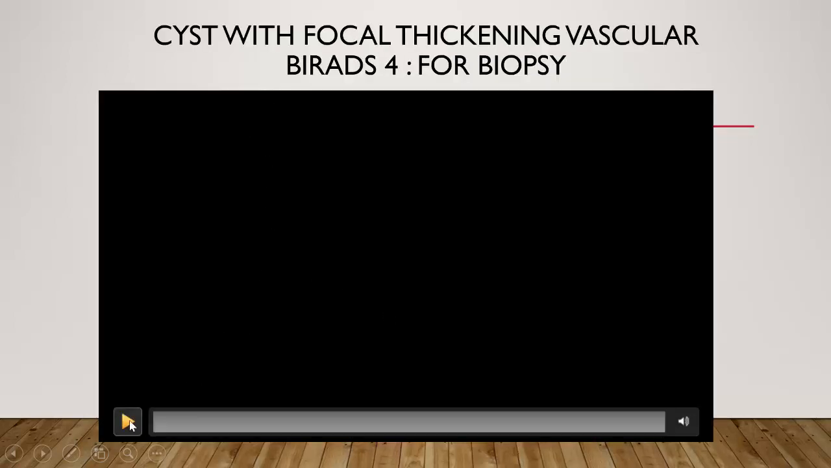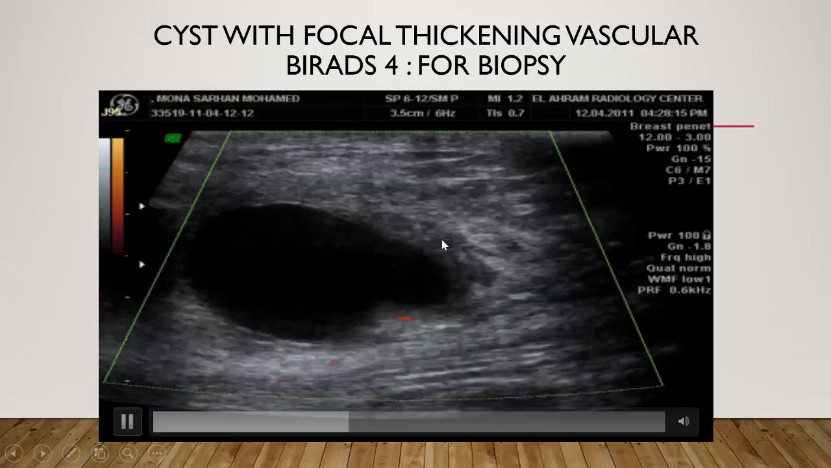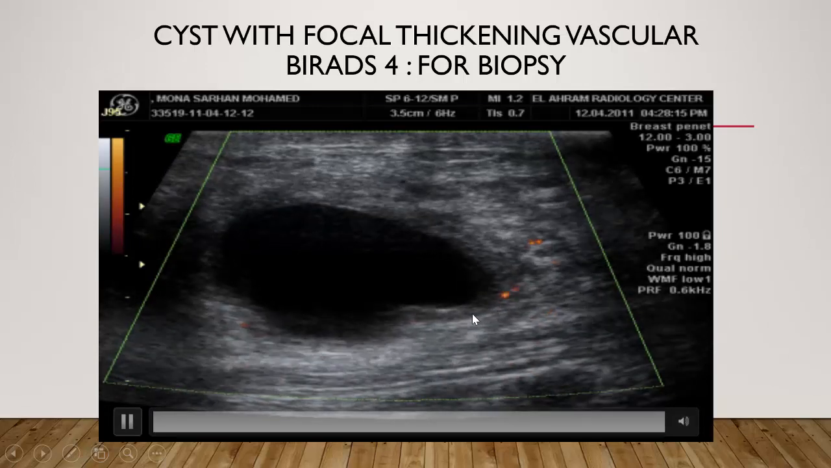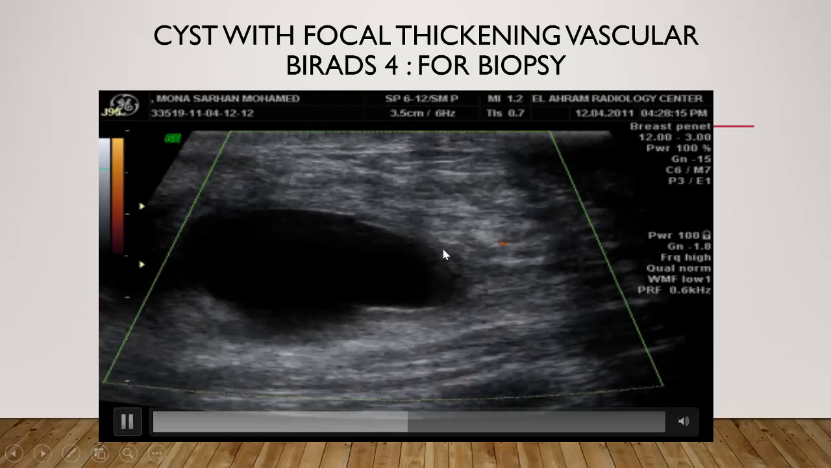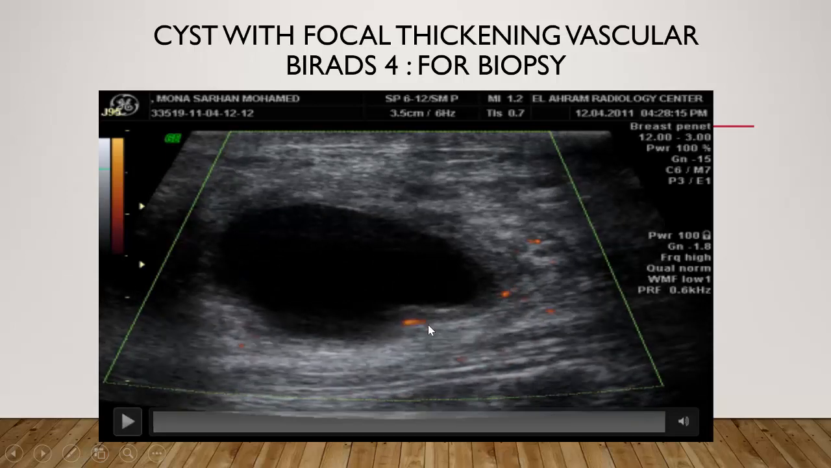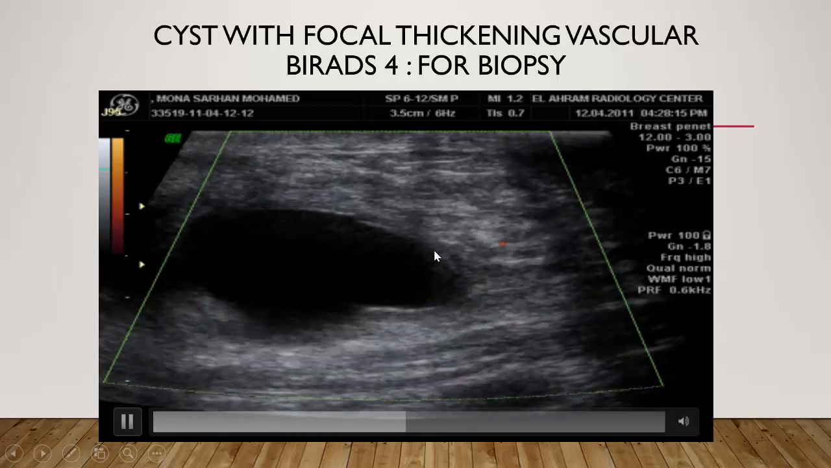Here there is a cyst with focal vascular thickening. Here there is focal thickening of the cyst, and this focal thickening is vascular. So it is right for biopsy. There is vascularity within this focal thickening. Here, all this thickness.